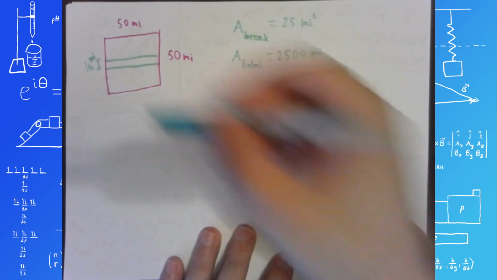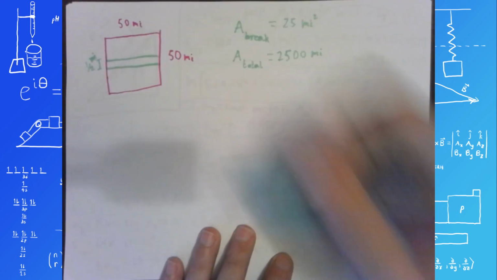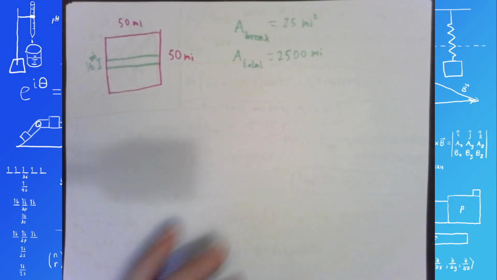Otherwise, the solution would just be to stuff this thing with as many fire breaks as possible, which would be, what, 100? Since they're each 1/2 a mile wide, you could fit 100 of them in there, which is clearly not going to be the solution, because otherwise you wouldn't really have an optimization problem here.